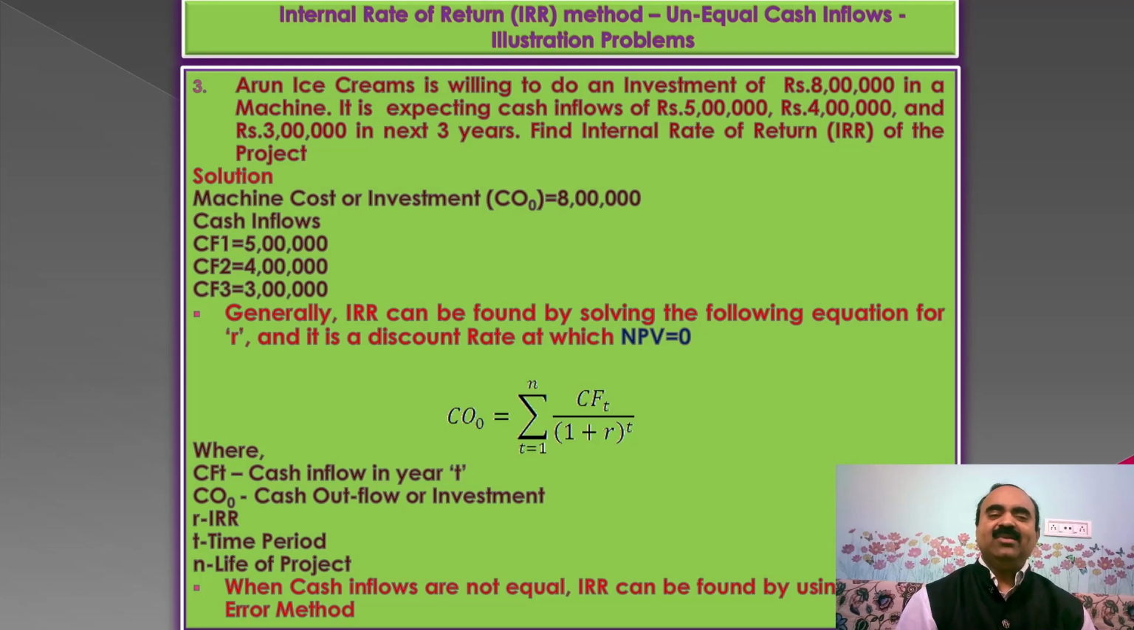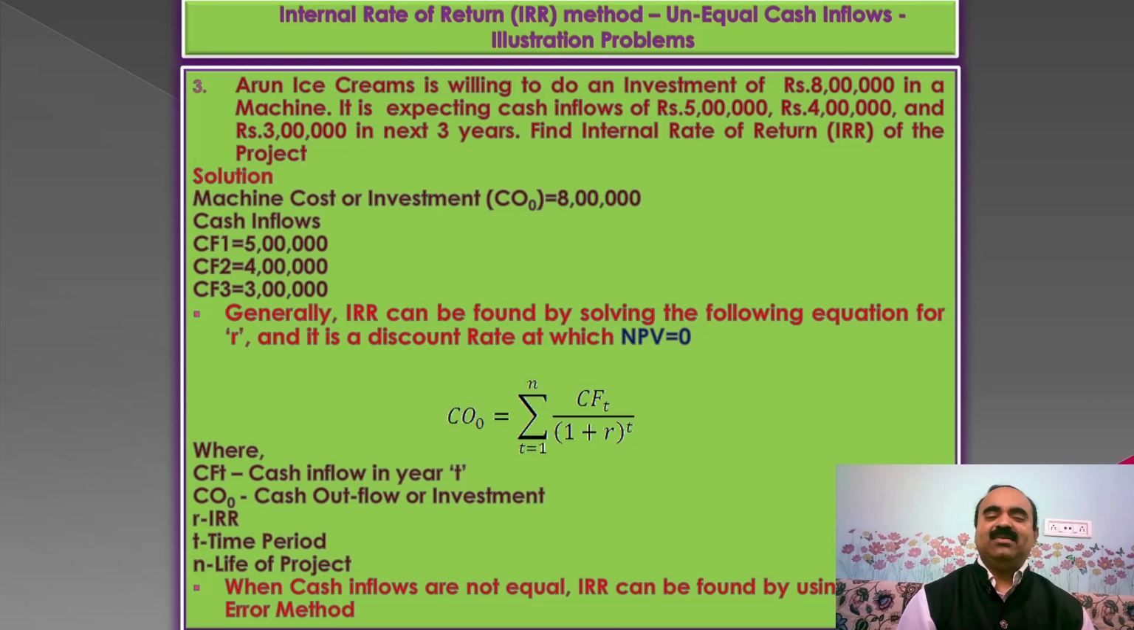Let us now deal with the third problem of IRR when unequal cash inflows are given. Arun Ice Creams is willing to make an investment of rupees 8 lakhs in a machine. It is expecting cash inflows of rupees 5 lakh, rupees 4 lakh and rupees 3 lakh in the next 3 years. Find the internal rate of return, IRR, of the project.